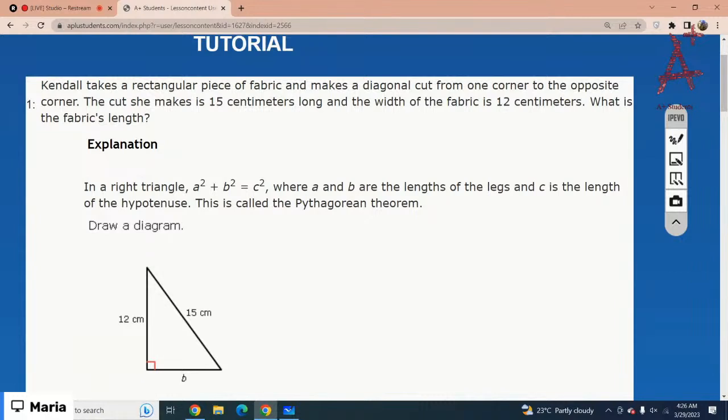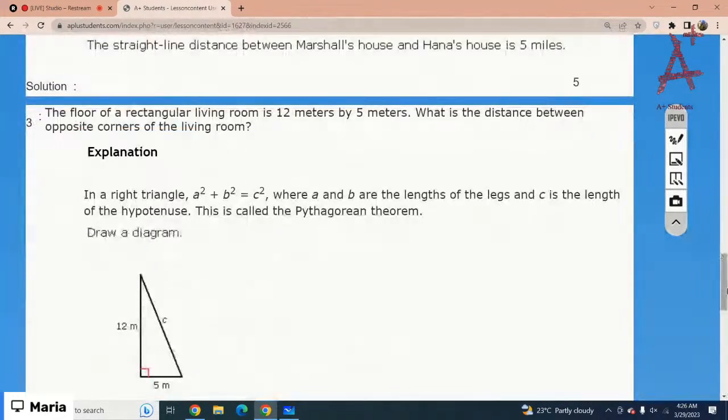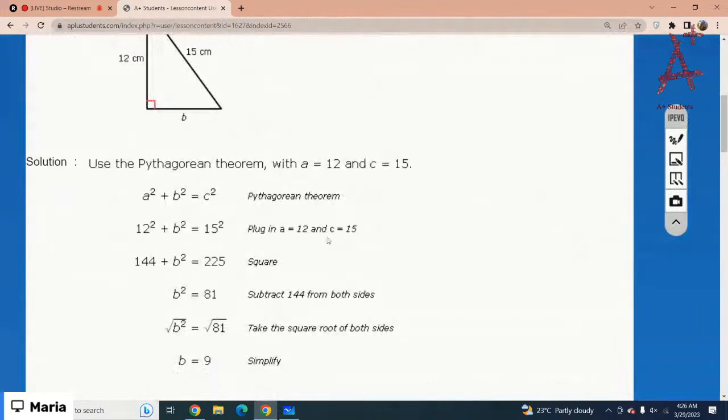It would be a square plus b square equals c square. So c is 15 and a is 12. So it would be 225 minus 144. Got it? So 225 minus 144 is 81. So it would be b equals 9. Got it?